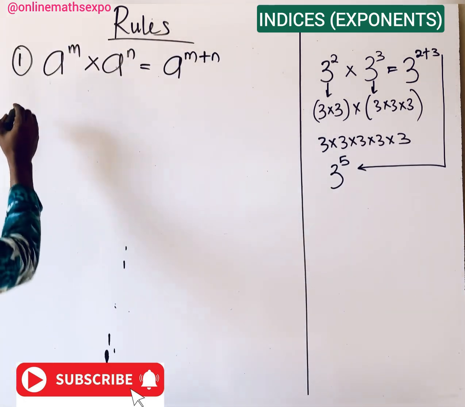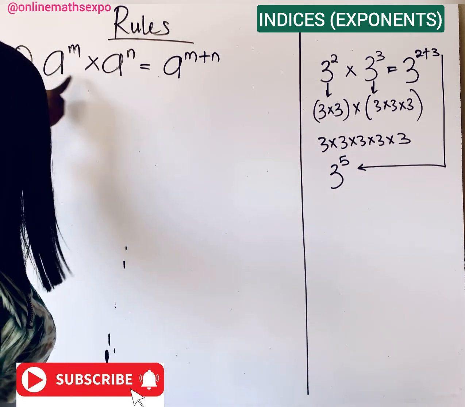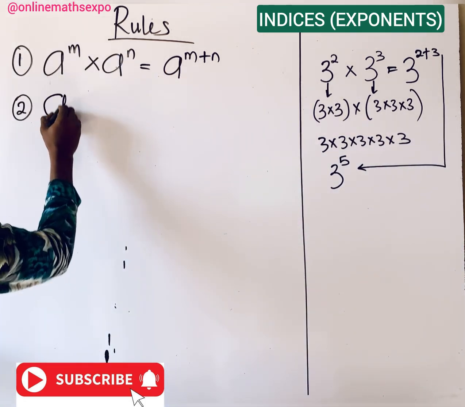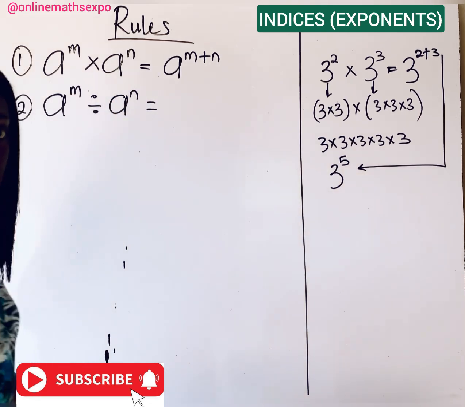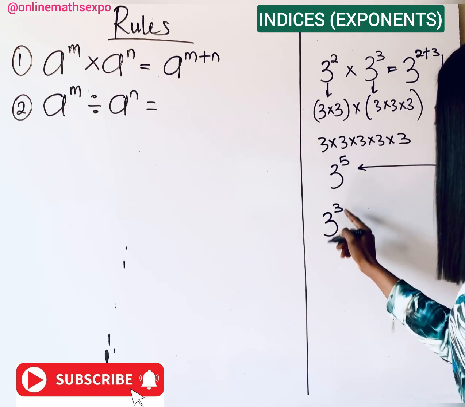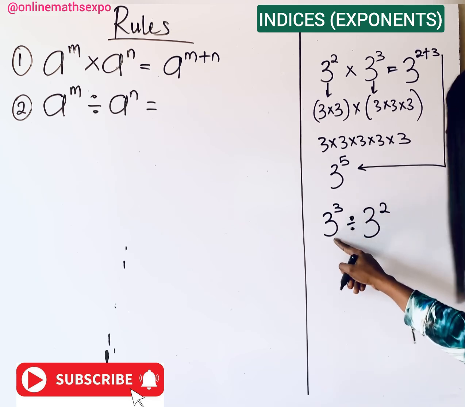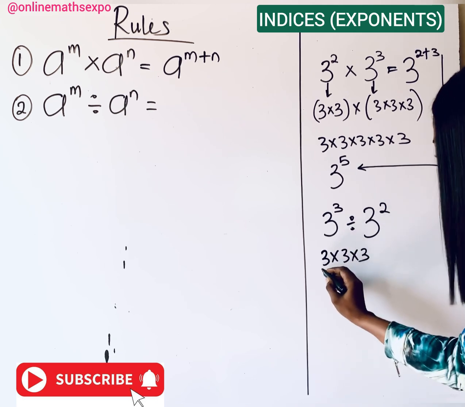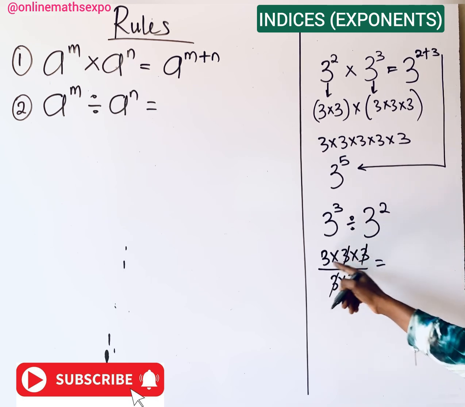Now let's take the second rule. Remember, you must make sure that these bases are the same for you to apply this rule. So let's take the second one. This is what we have, and it's dividing. Now, what happens when you are dividing? Let me just remind you also, if you have 3 to the power of 3 being divided by 3 to the power of 2, what does it mean? This means that 3 is multiplied 3 times, then you divide by this. Did you see it? So this will cancel this, and you'll be left with 1 three.